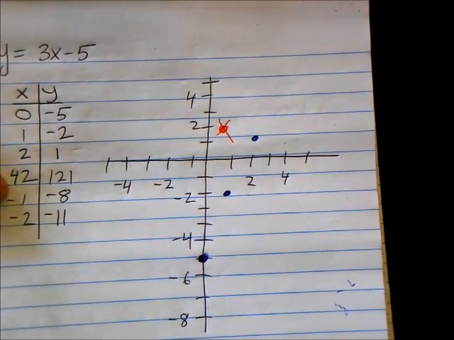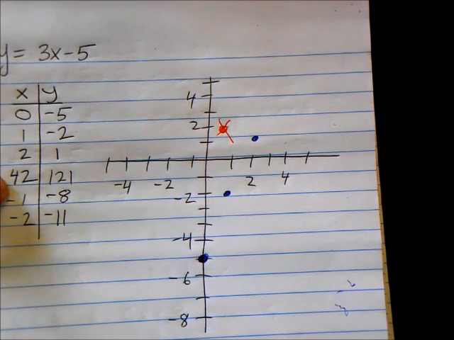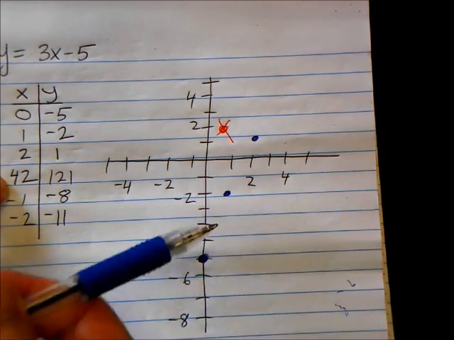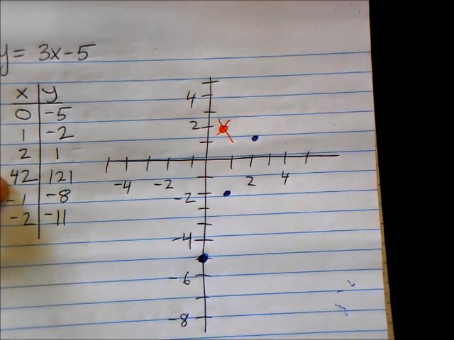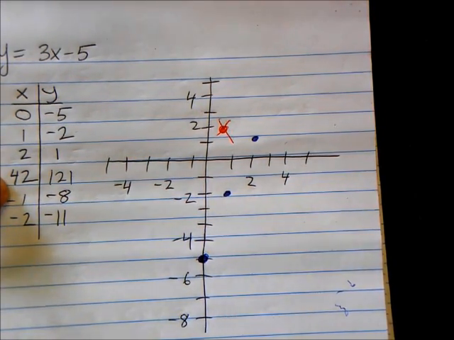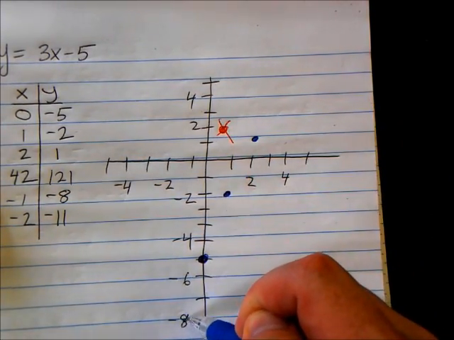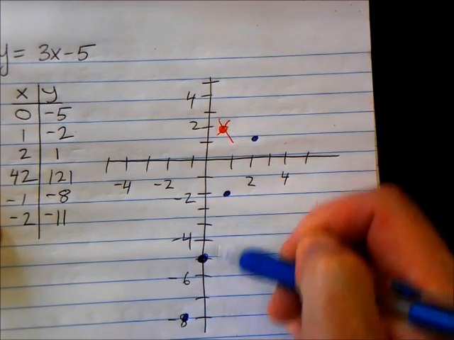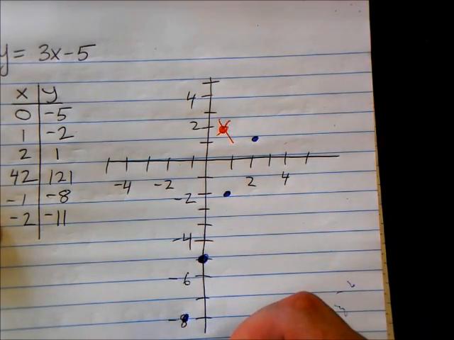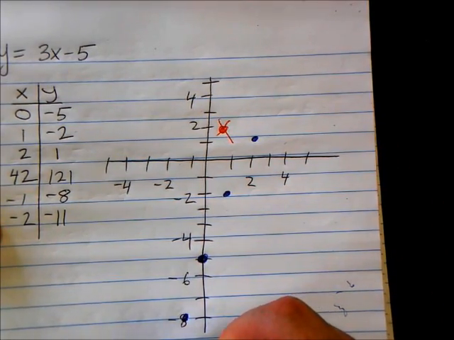All right, so what's wrong or what's difficult about 42, 121? My scaling is poor. 42 is way over to the right off my axis, and 121 is way up high off my axis. Nothing really wrong with that point, just hard to deal with the scaling. So I'm not going to try to draw that one. -1, -8 is right there. And finally, -2, -11 would be right about there.